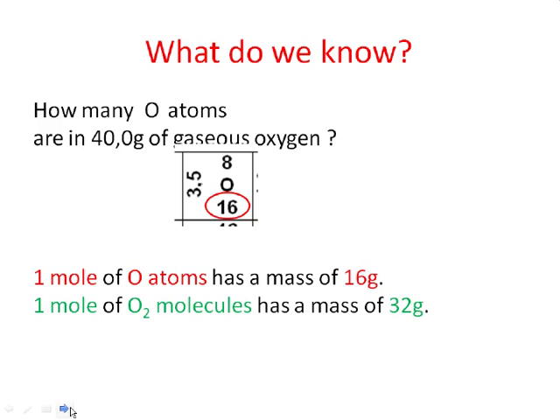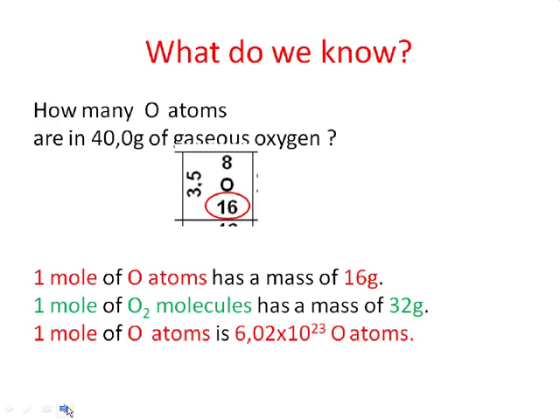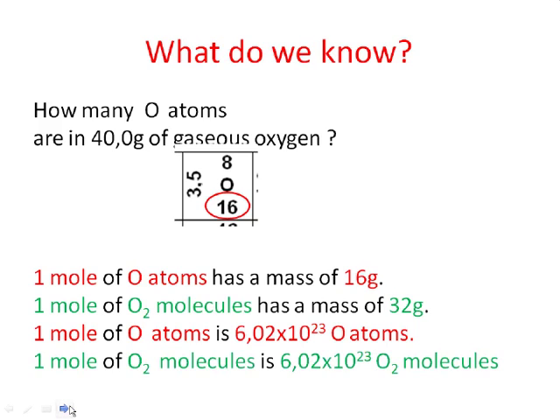We know that 1 mole of O2 molecules has a mass of double that, since there are 2 O atoms in every 1 O2 molecule. So the molar mass of O2 is 32 grams. We know that in 1 mole of O atoms there are 6,02 times 10 to the power 23 O atoms, and in 1 mole of O2 molecules there are that same number of O2 molecules, but an O atom and an O2 molecule are not the same thing. There are double as many O atoms in an O2 molecule as there are in just free atoms.